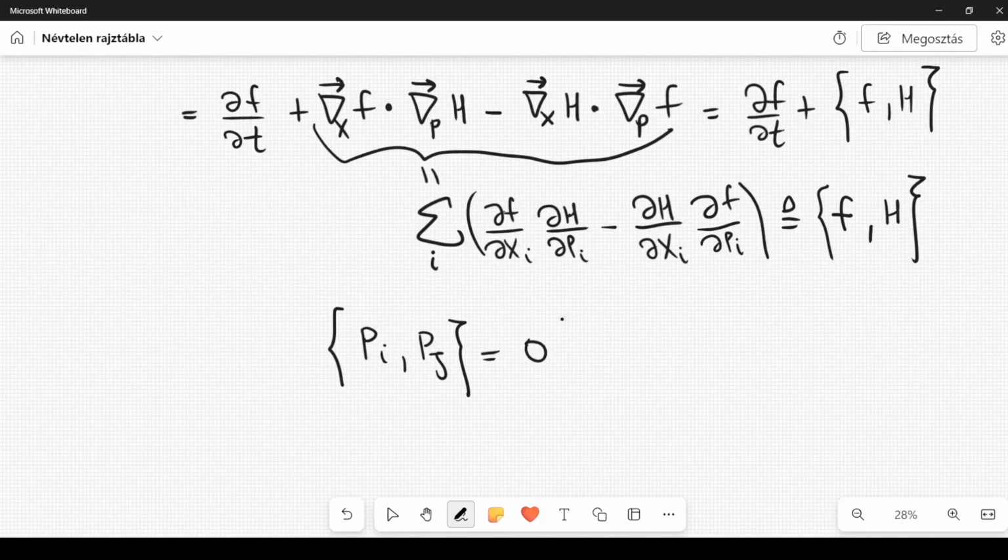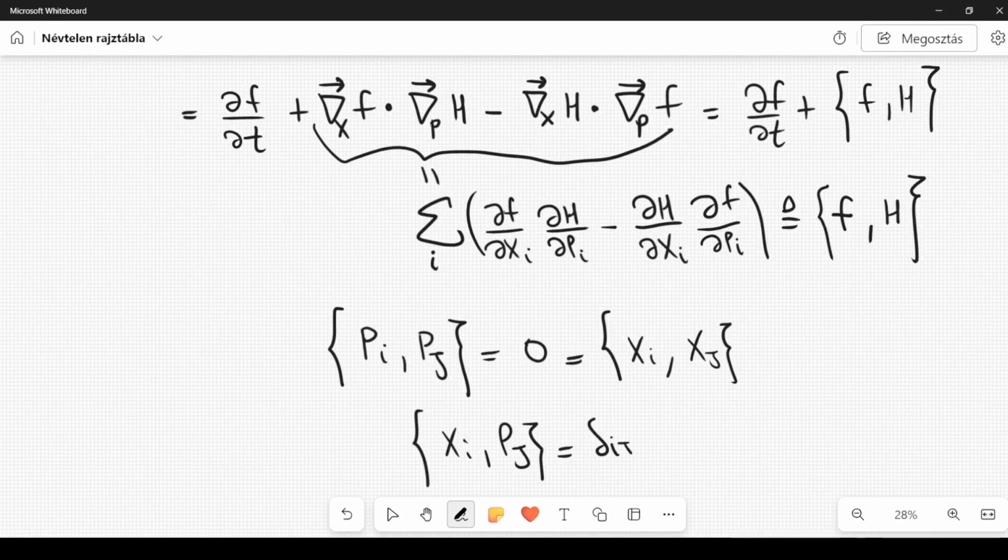You can show that this is equal to 0 quite easily, as well as the following one, the Poisson bracket between x_i and x_j. And quite easily you can also show that x_i and p_j, in particular its Poisson bracket, is equal to delta_ij, which is equal to minus the Poisson bracket of p_i, x_j.